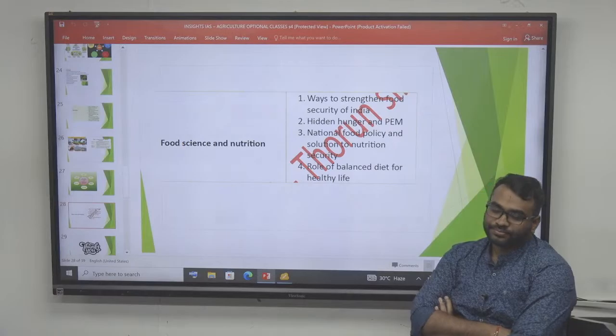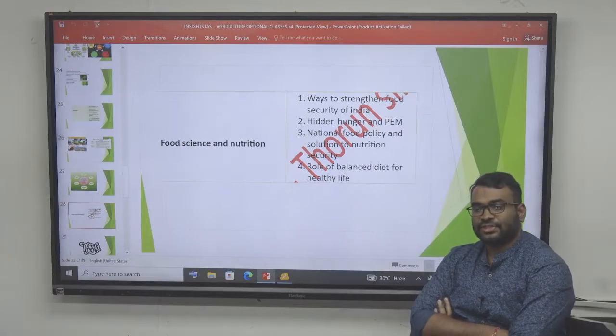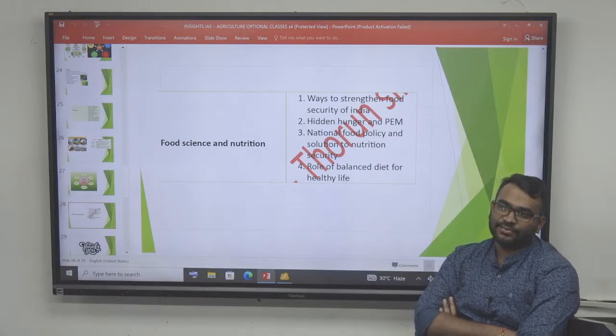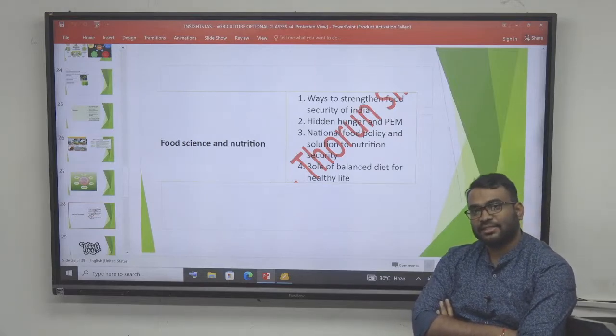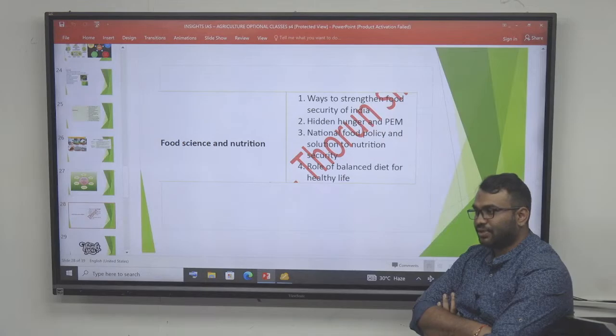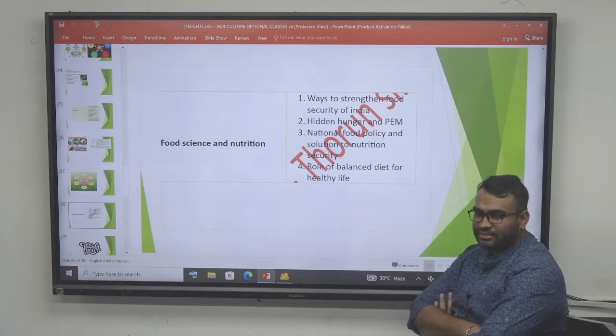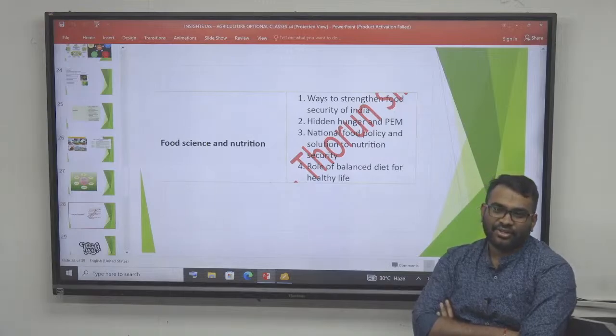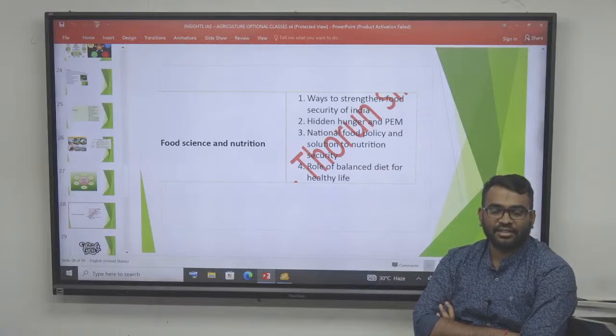One is ways to strengthen food security in India. See, the first thing, if you look at the syllabus, the first heading itself is food production and consumption trends in India. So last year that was asked, a 50 years trend was asked. But even if you know this generalistic idea, India is one of the largest producers and exporters of many agricultural commodities.